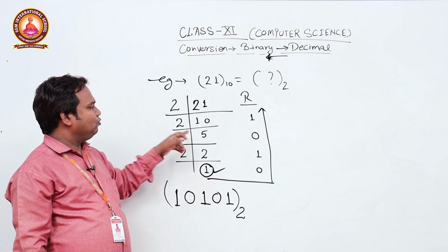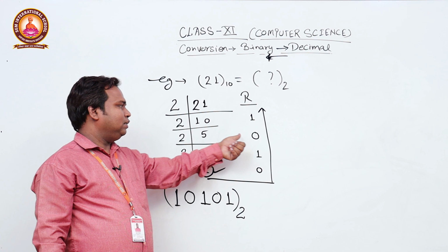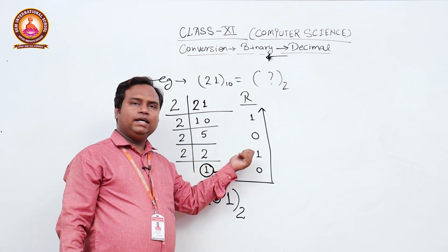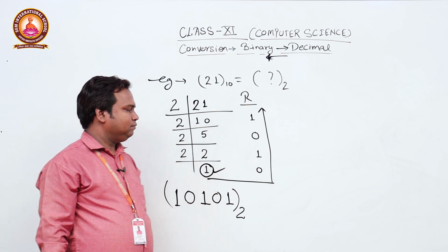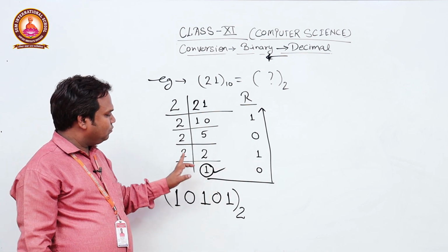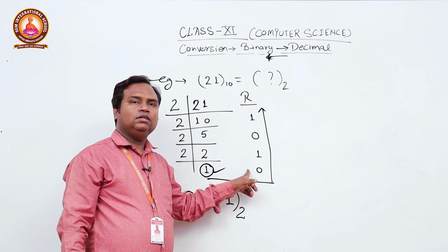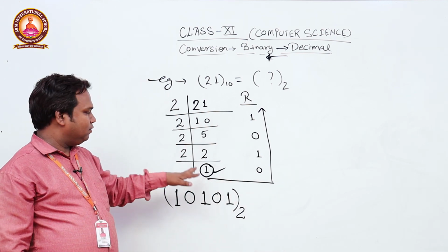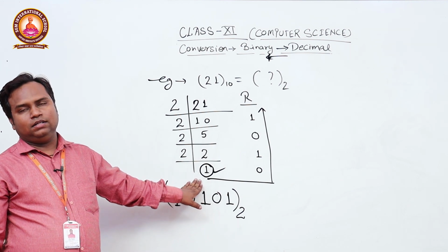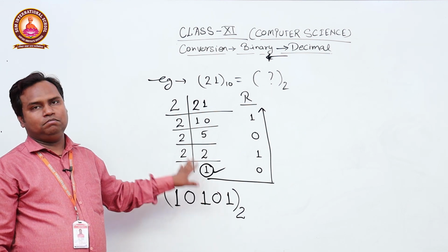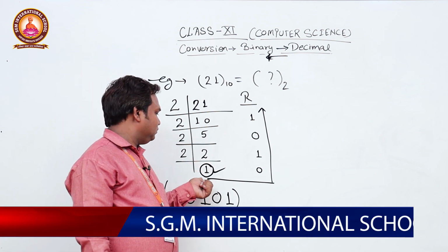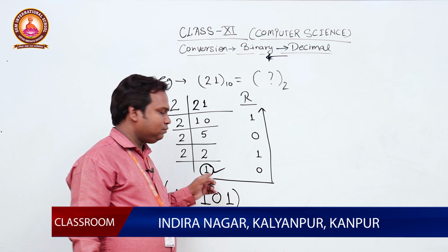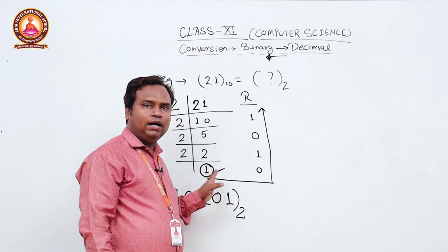Next one. 2 5s are 10. Remainder is 0. 2 2s are 4. Remainder is 1. 2 1s are 2. Remainder is 0. And we will get 1 from here. This will stop the procedure. Our aim is to get 1 in the end.